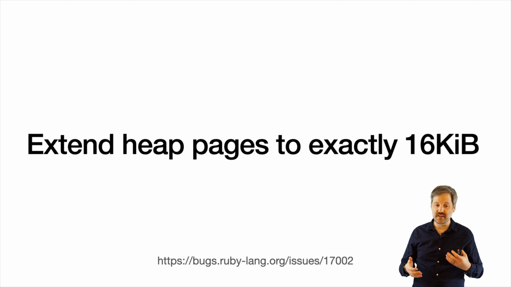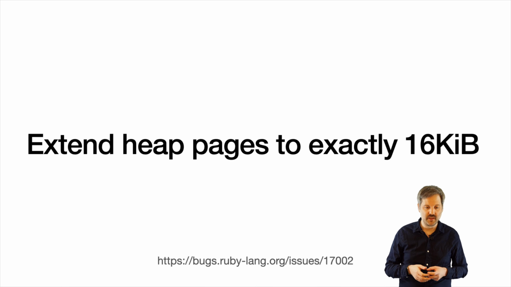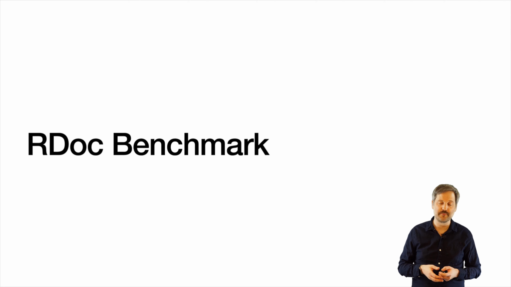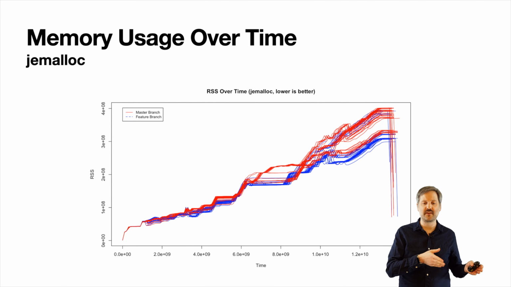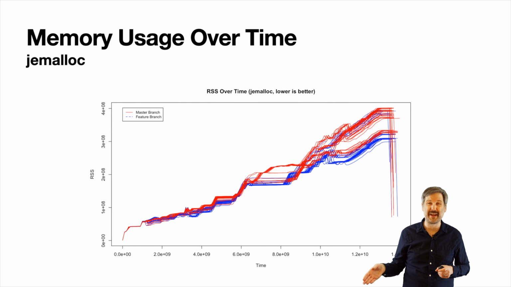So I did exactly that. I sent a patch to Ruby to expand the heap by one more object so that the pages were exactly 16 kilobytes. In order to test the patch, I ran RDoc as a benchmark and essentially just recorded the heap size as we were generating RDoc. This is a graph of the memory usage over time. The x-axis is time, the y-axis is memory usage. The red line is the master branch, and the blue line is the branch with my patch applied.